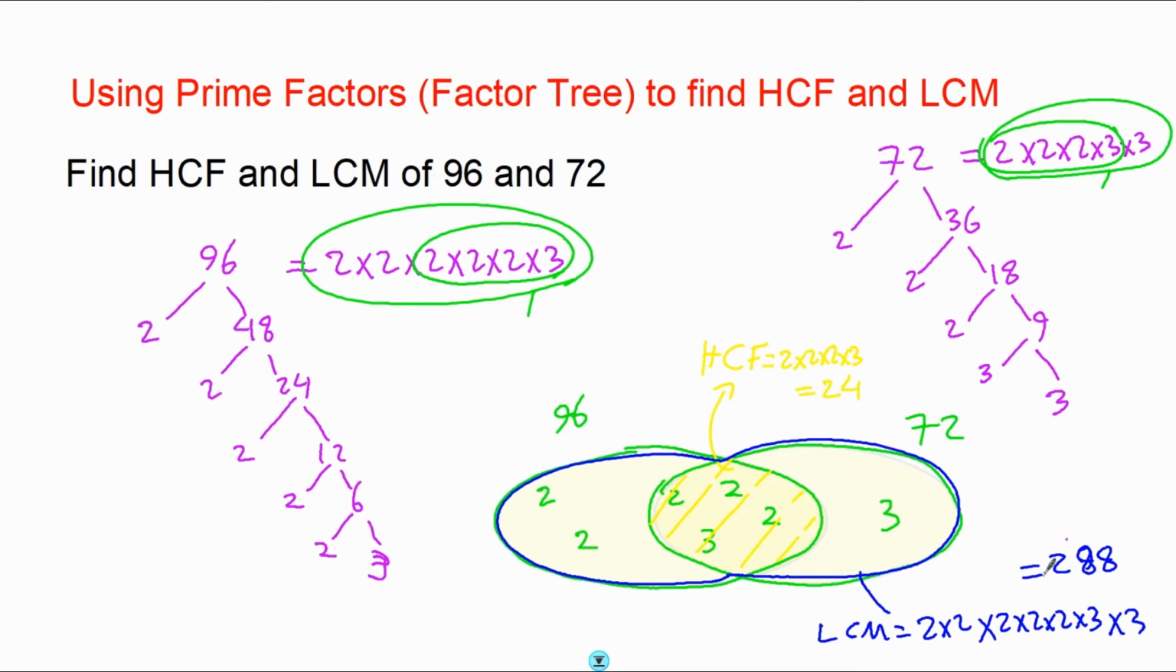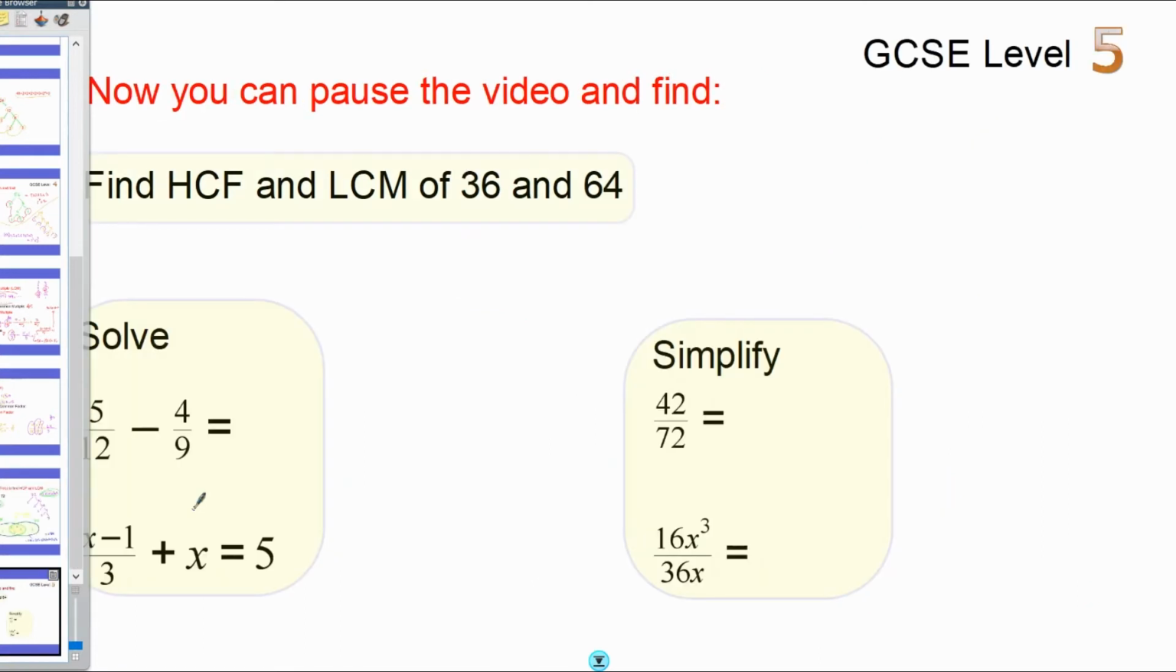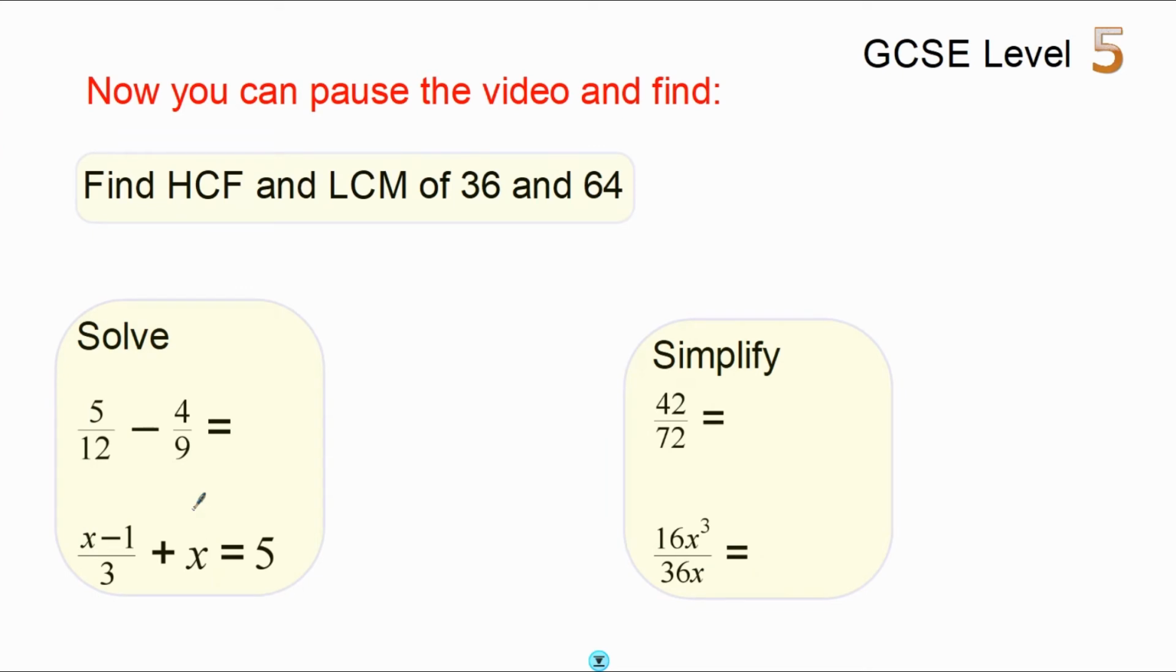In a way, 288 is divisible by both 96 and 72. Okay, now at the last page, we have some practice questions again. This is now GCSE level 5. Looking at these questions, I think you need to give yourself around 5 minutes for all of these questions.